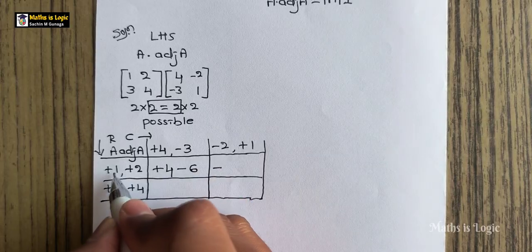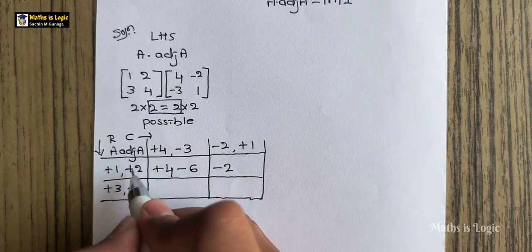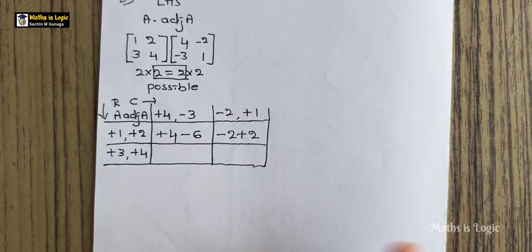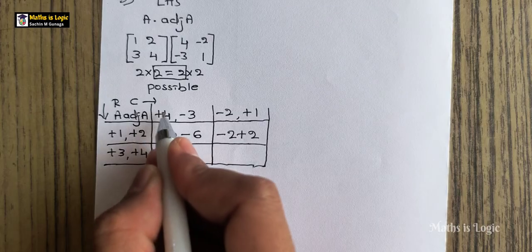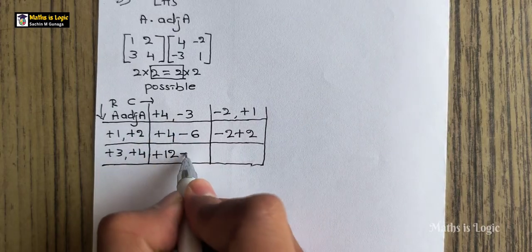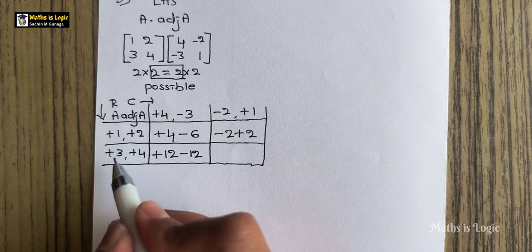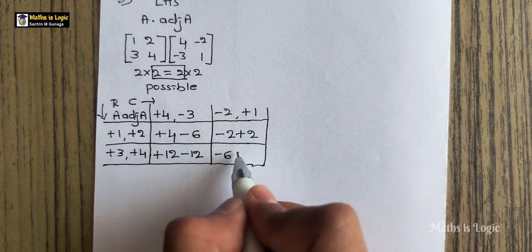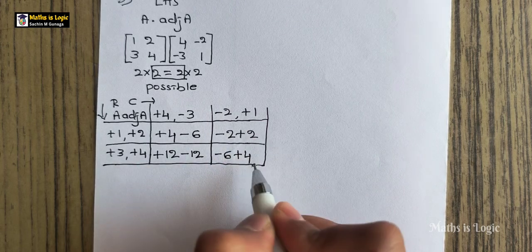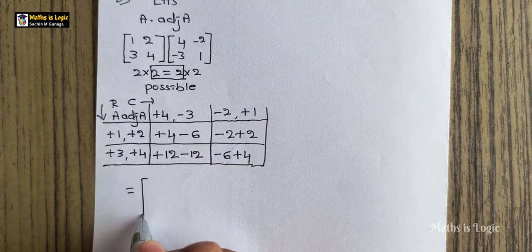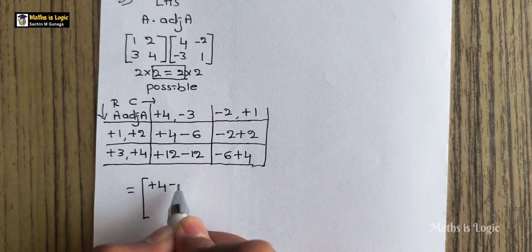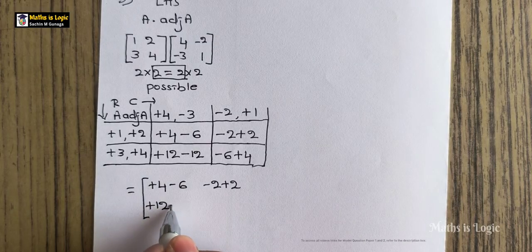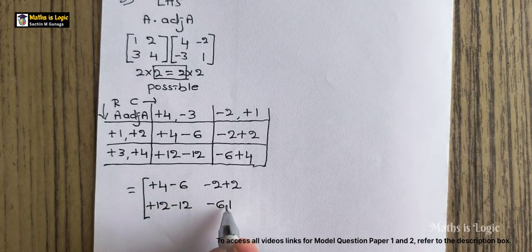Plus into minus is minus, 1 into 2, 2. Plus into plus, plus 2 into 1, 2. Plus into plus, plus 3 into 4, 12. Plus into minus, minus 4 into 3, 12. Plus into minus is minus, 3 into 2, 6. Plus into plus, plus 4 into 1, 4. So in matrix form, rewrite: plus 4, minus 6, minus 2, plus 2, plus 12, minus 12, and minus 6, plus 4.